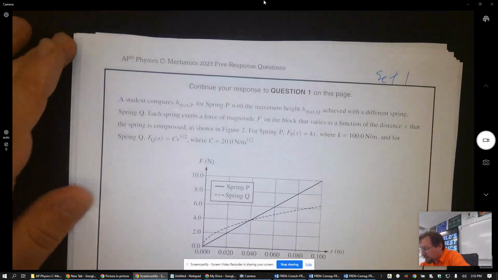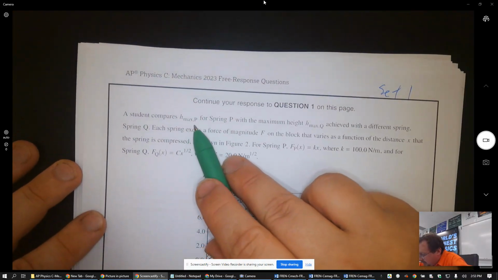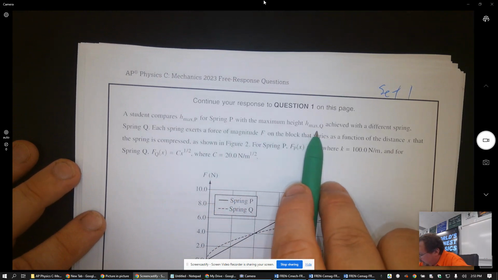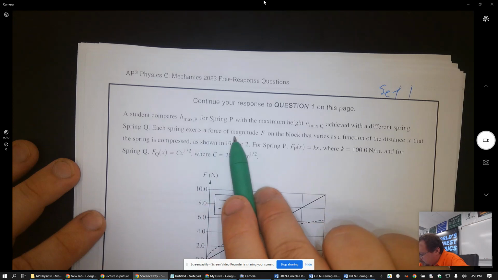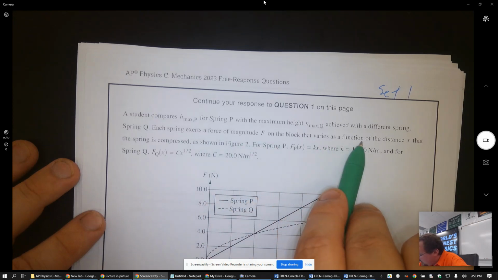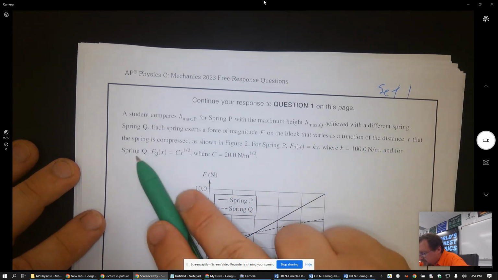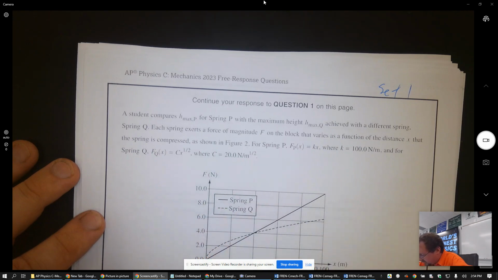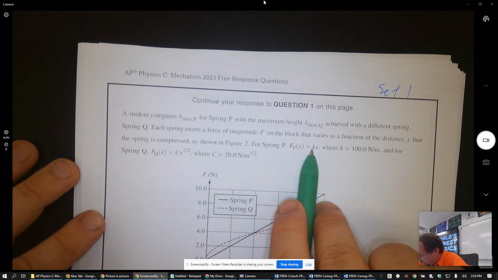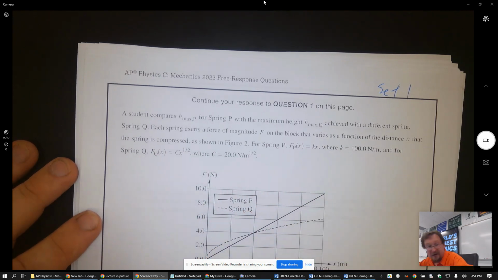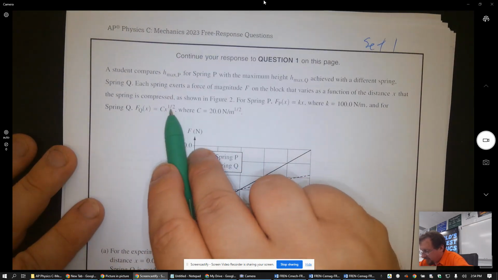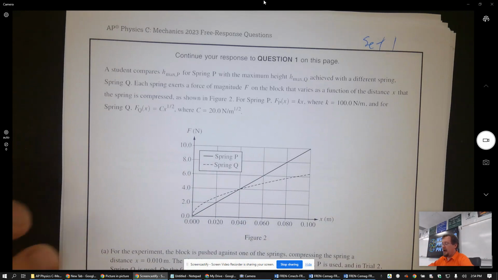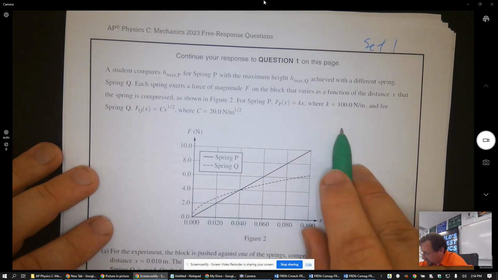Okay, a student compares H max P for spring P with the maximum height H max Q achieved with a different spring Q. Each spring exerts a force of magnitude F on the block that varies as a function of the distance X that the spring is compressed, as shown in figure 2. For spring P, we have just good old F equals kx. That's just good old Hooke's Law. And for spring Q, we've got this monstrosity with the 1/2 power. And here we go with the 1/2 power and with the straight line.